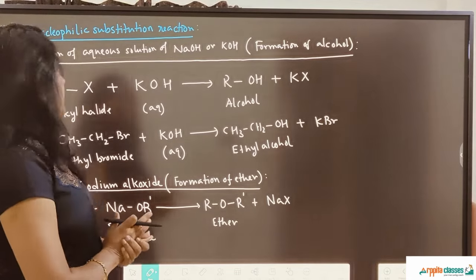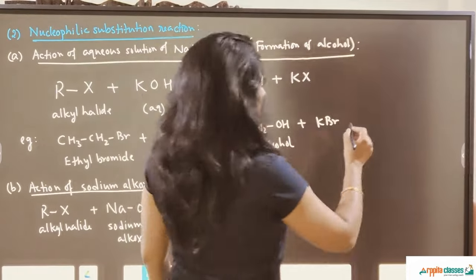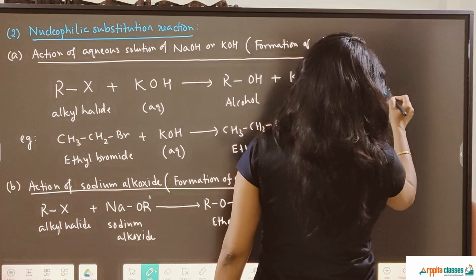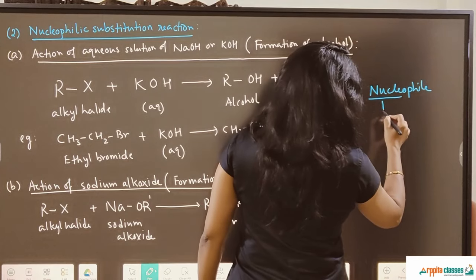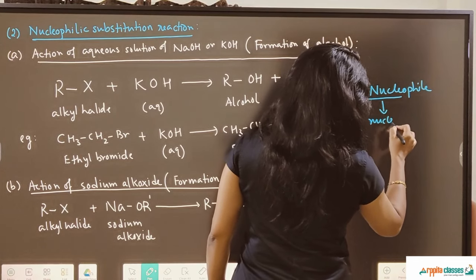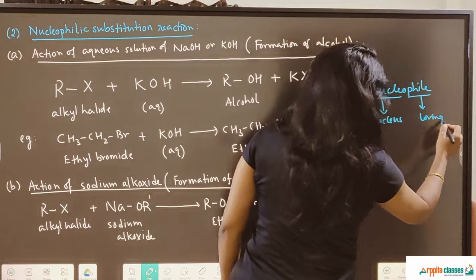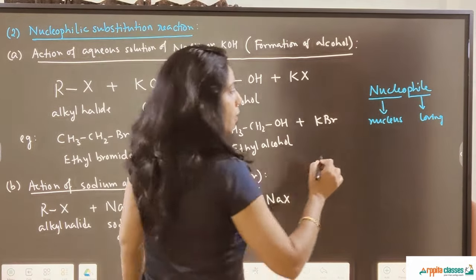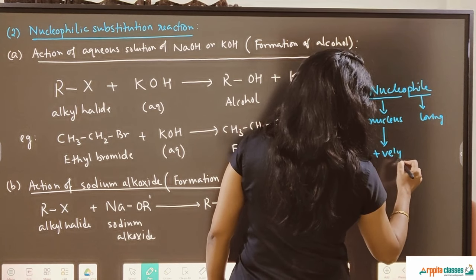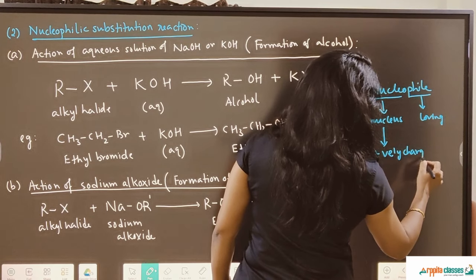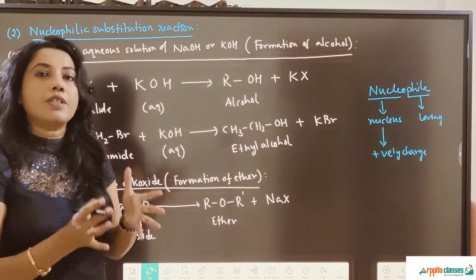Second chemical reaction is nucleophilic substitution reaction. So I hope everybody knows what a nucleophile is. The literal meaning of nucleophile is, nucleo means nucleus. The word nucleo has come from nucleus. Phile means loving. Now here, what does nucleus mean? In the atom we know that the nucleus is positively charged. So here, nucleus means the positively charged.